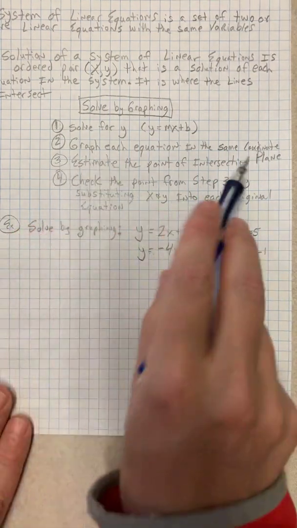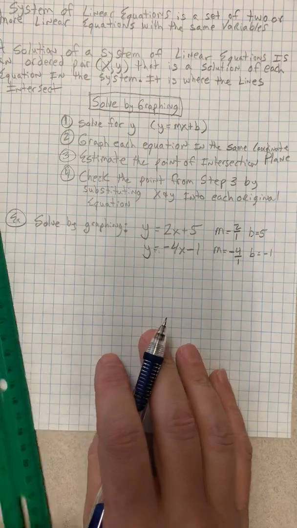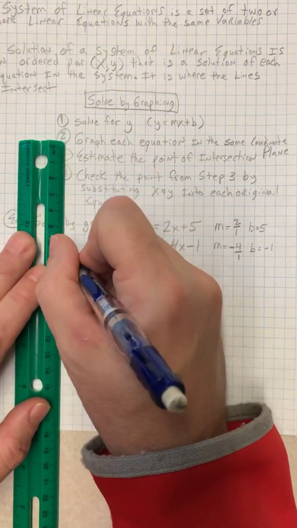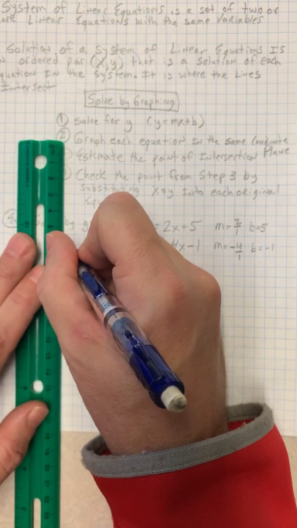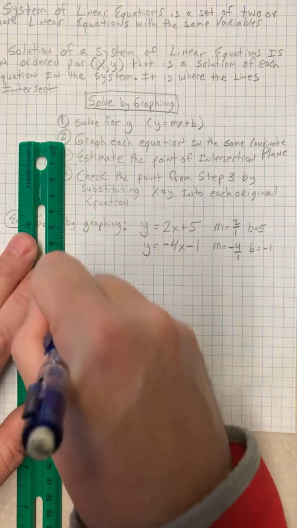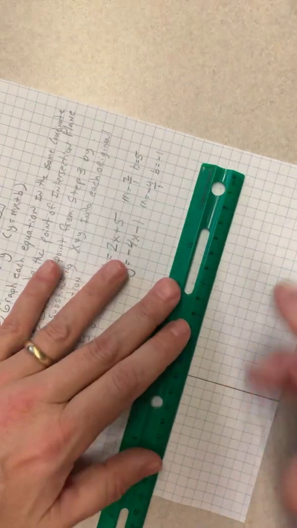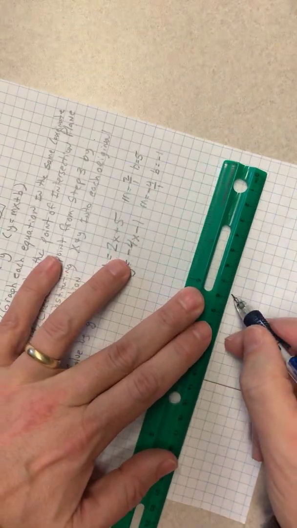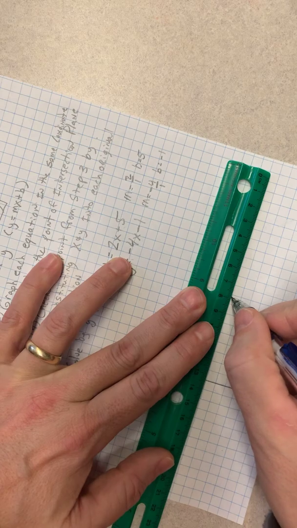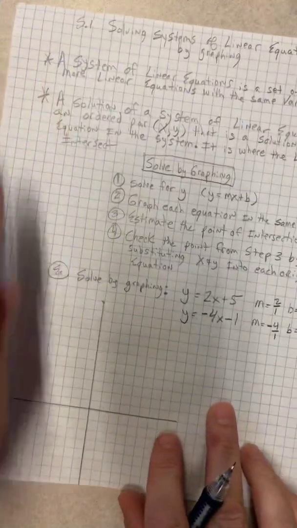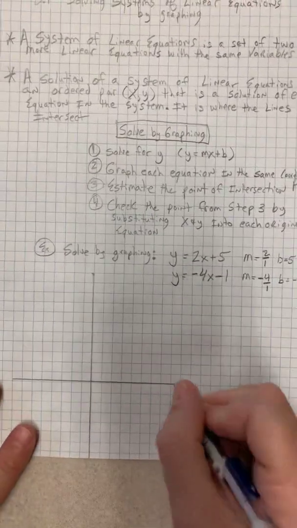Step 2: graph each equation in the same coordinate plane. Well, I best make a little coordinate plane here, and I certainly want to be accurate with it. So I'm going to take some care in making an accurate coordinate plane. On your homework, sometimes you will have graphs, sometimes you will not. Sometimes we will have to construct them, sometimes I will give them to you.